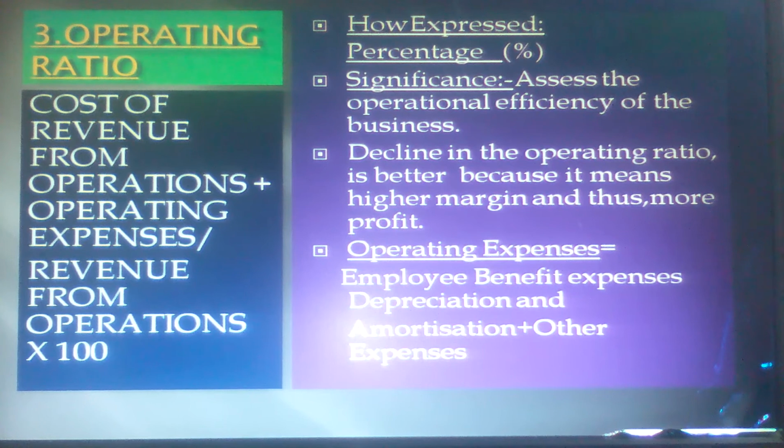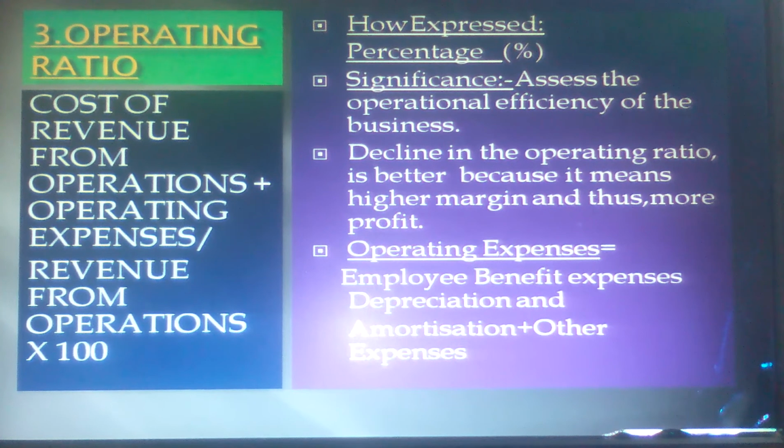Accordingly, you can easily memorize. Here also the expression is percentage. Okay. Our operating ratio expression is percentage. Then what is the significance here? Assess the operational efficiency of the business. So we can assess how the business is going on to meet our operating expenses. A decline in the operating ratio is better. So a lower operating ratio means a higher margin and thus more profit.